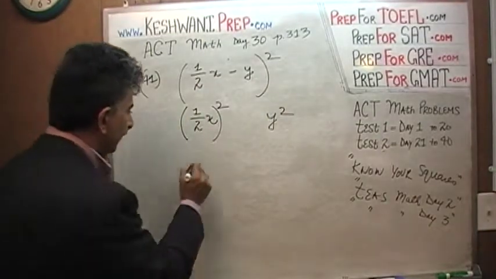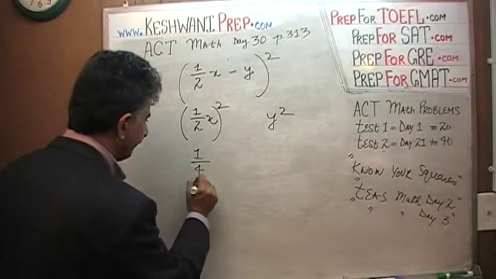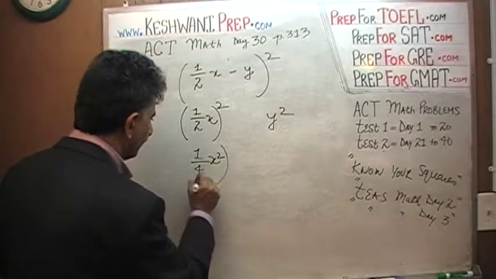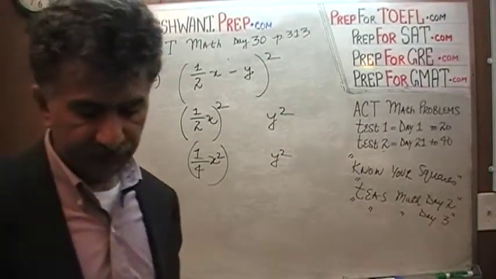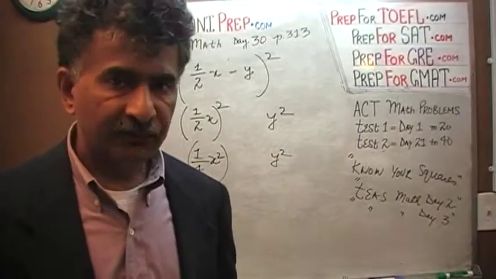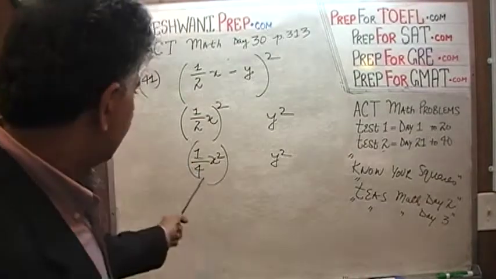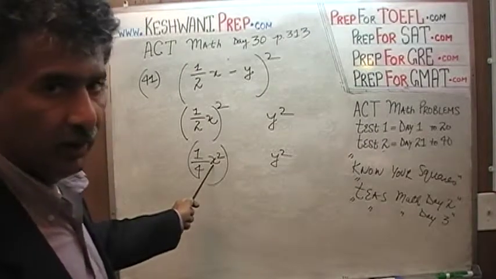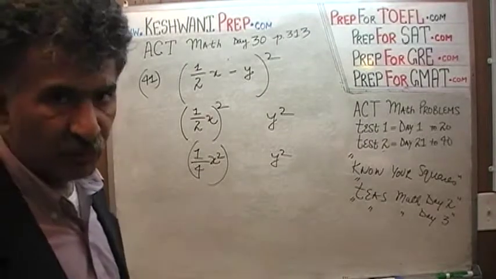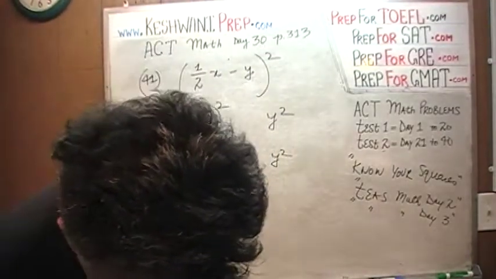The square of this guy is 1/2 squared. 1/2 times 1/2 is 1/4. 1/4 x squared and y squared. This is not all of the answer, but it must contain these two terms. If you find any answer choice that doesn't have 1/4 x squared, or doesn't have y squared, it is not the right answer. Let's see what we can do. Are there any such answers?